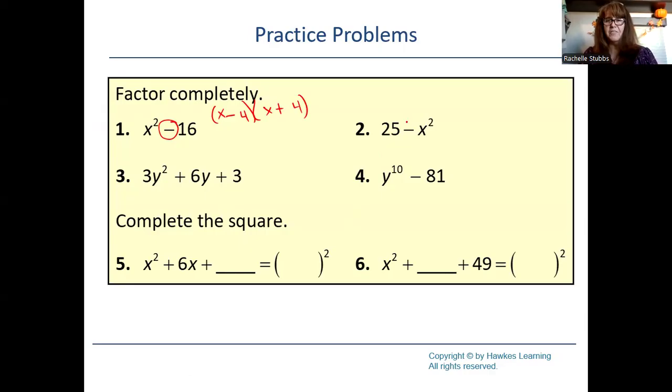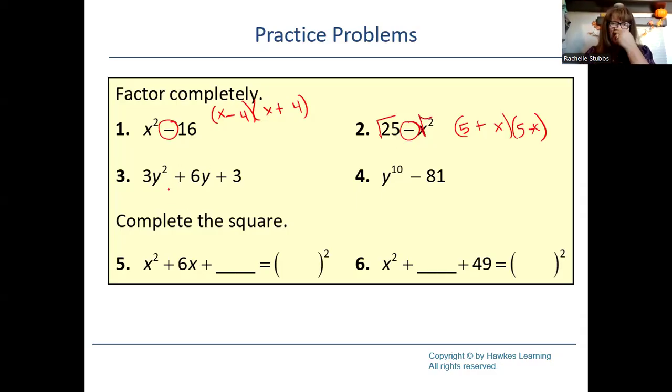Same thing here on number 2. It looks like I just have the difference of perfect squares. But this time the 5 is going to go first because it appears first. And then the square root of x. And how do I get the 5 again? I took the square root of 25. You're just taking the square roots of these.